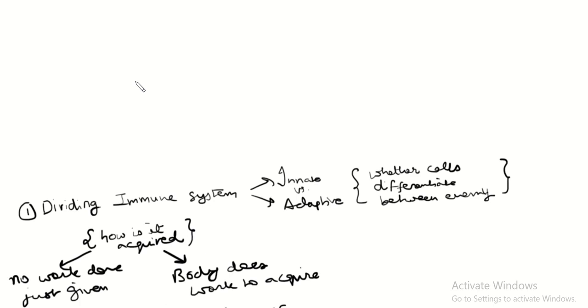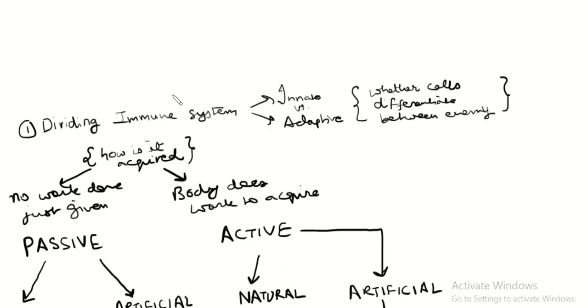Greetings. So in this video, we're going to try to bring it all together. Let's start with dividing the immune system first. There's a couple of odds and ends that I'm hoping to cover before we start to bring this together.